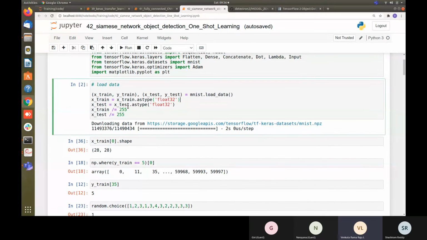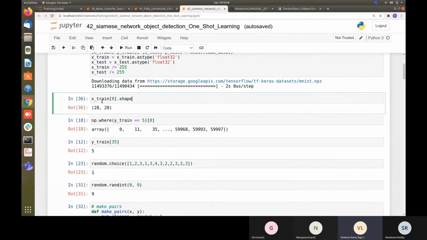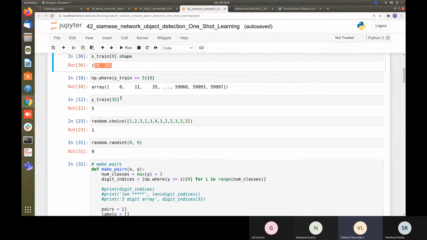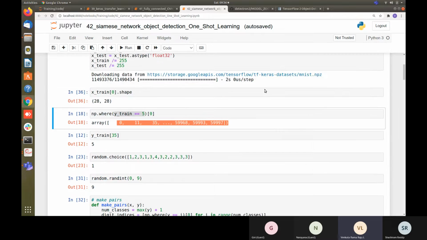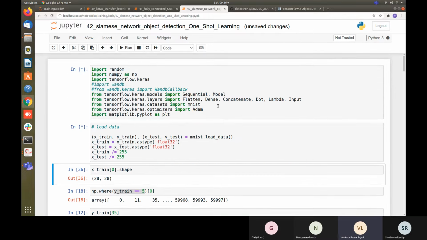So I loaded the data and then I did normalization, right? I took the maximum number and divided each of the cells by that maximum number, right? The shape of the image is 28 by 28, handwritten digits only. Now I am trying to see where all the 5s are present. In NumPy, there is a function called where, which gives you the indexes of all the images that match. Let me run this and show you.